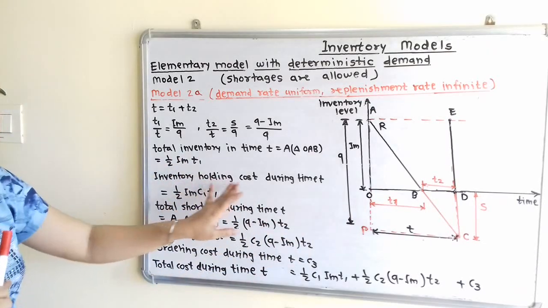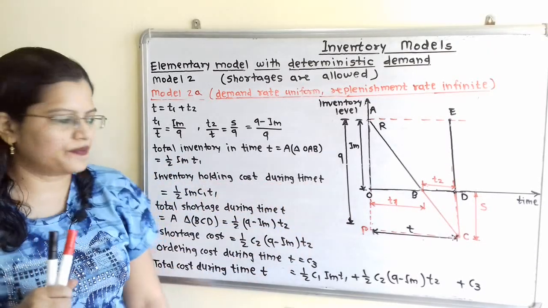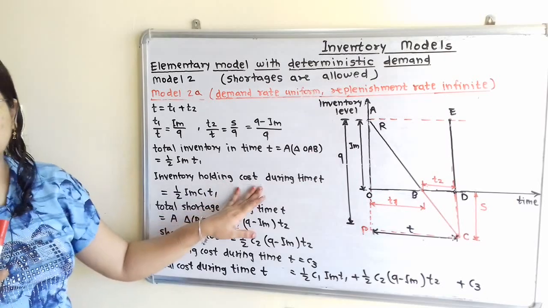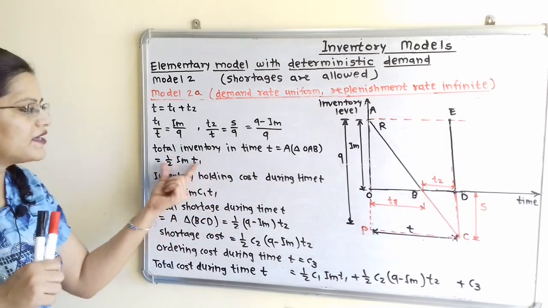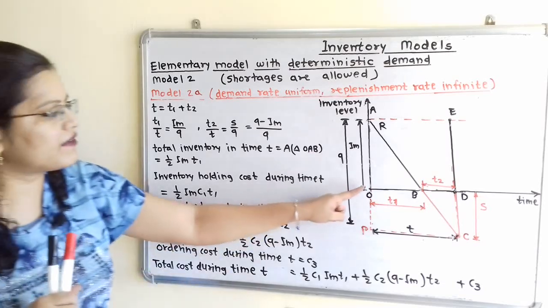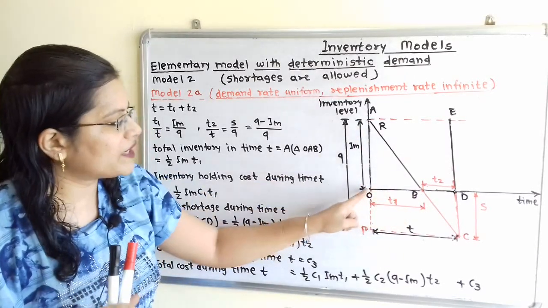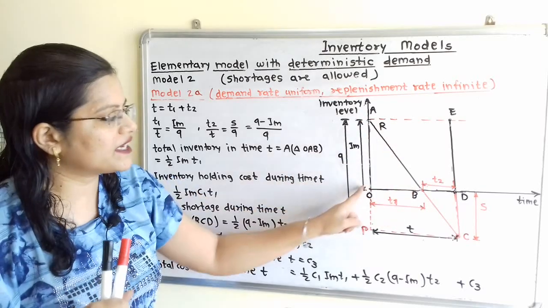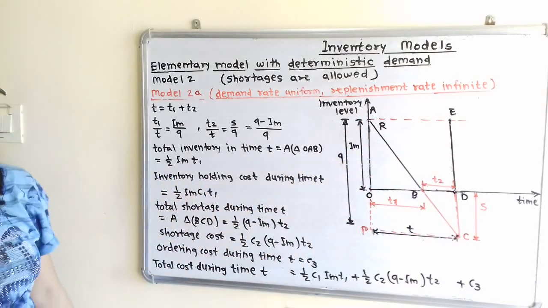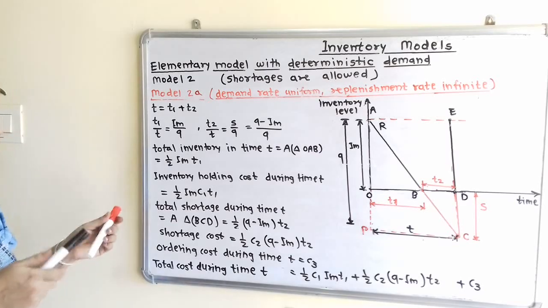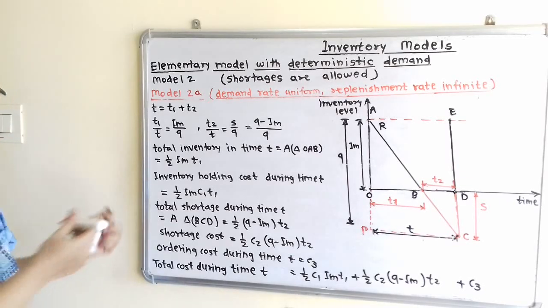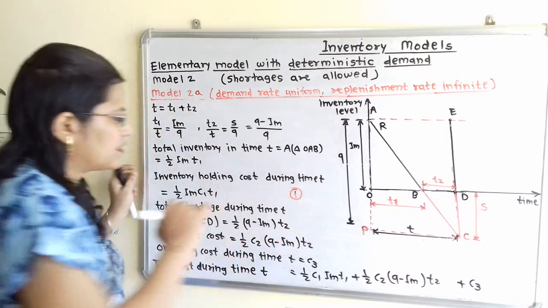Then inventory holding cost during time T. So inventory holding cost is nothing but the holding cost multiplied by the inventory available. So inventory available is limited to the area of triangle OAB. So this area of triangle multiplied by C1, that is half IM T1 into C1. So we will consider this as the first cost, that is the holding cost. So I will write 1.